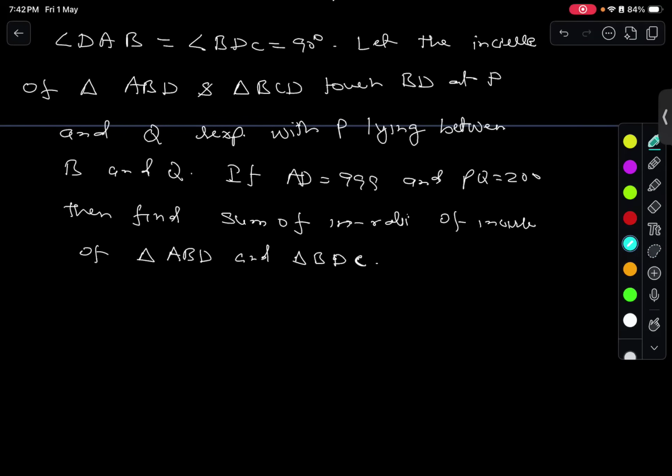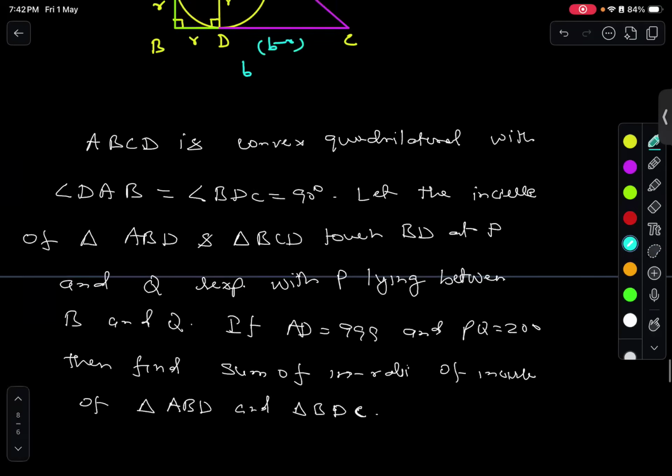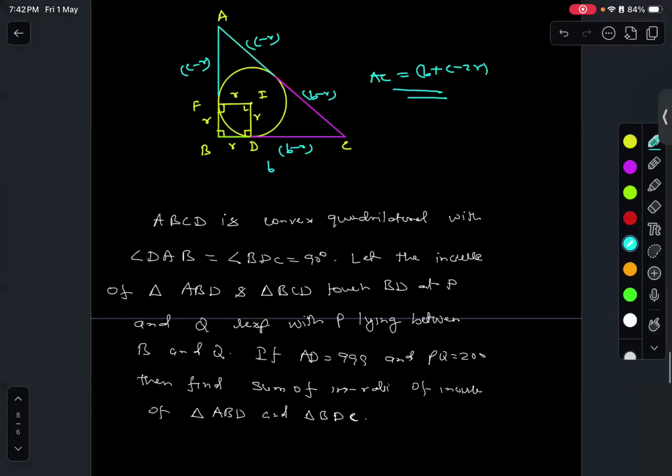Sir, can you show the previous page? Yes. Sir, is the final answer coming 789? Just a minute. Yes. Just a minute. A little bit.